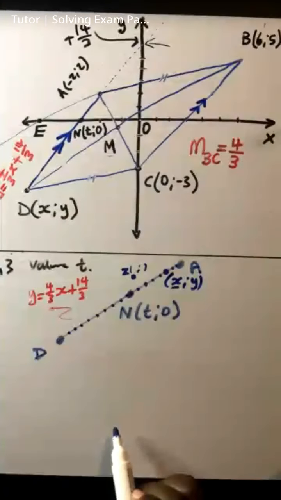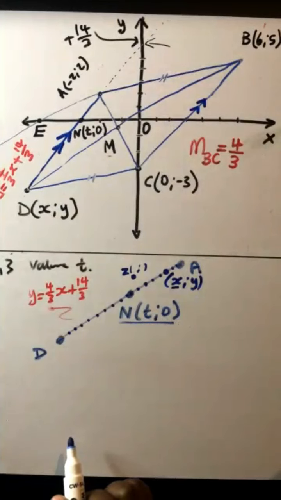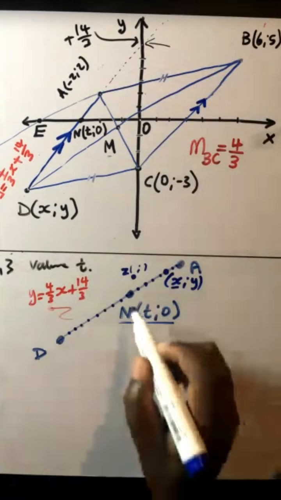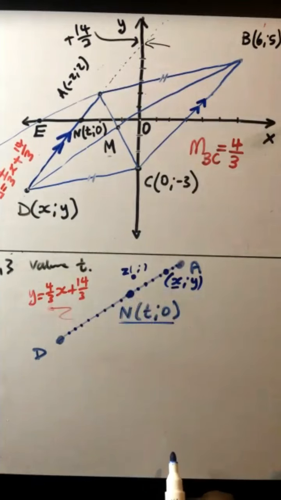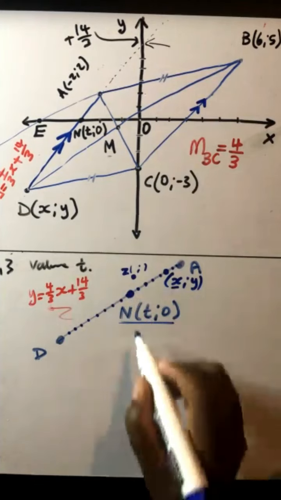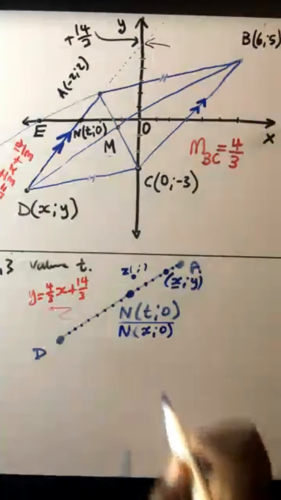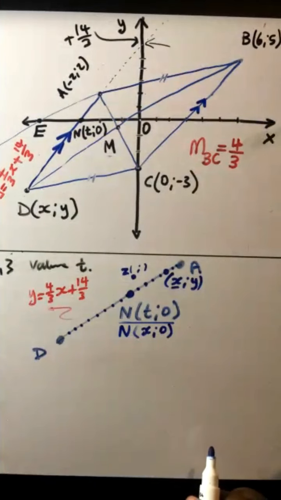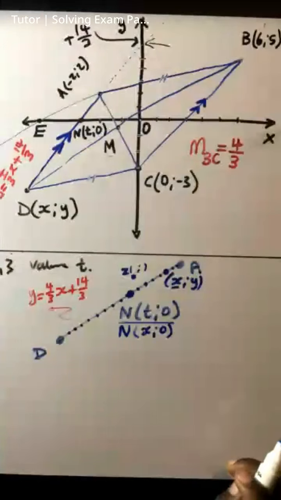Ladies and gentlemen, in short, I'm preparing you for answering the question where they want us to determine the value of t. So guys, t is in the coordinates of N, at that point N. So t is actually the x coordinate of that point N. Is point N along line AD? The answer to that question is a big yes. Why? Because it is also confirmed in the given statement, ladies and gentlemen.